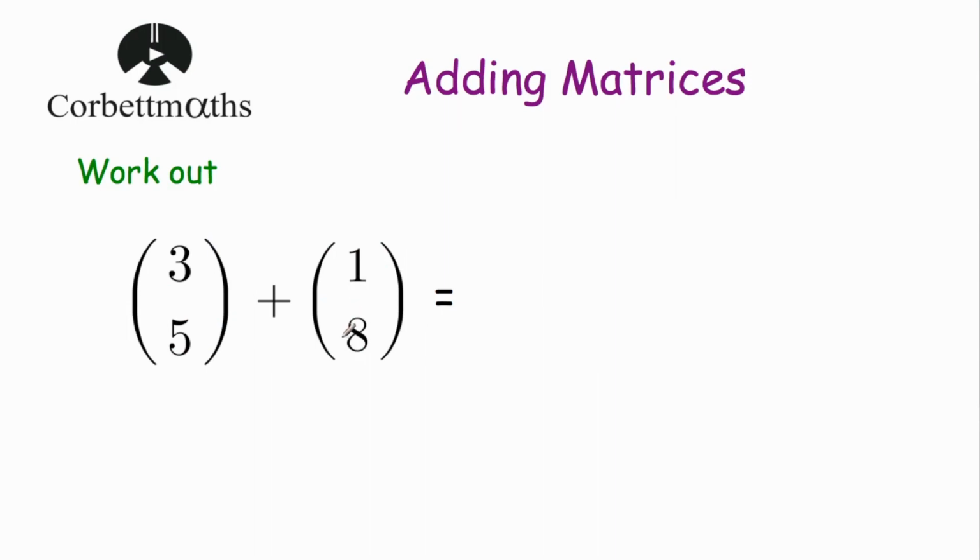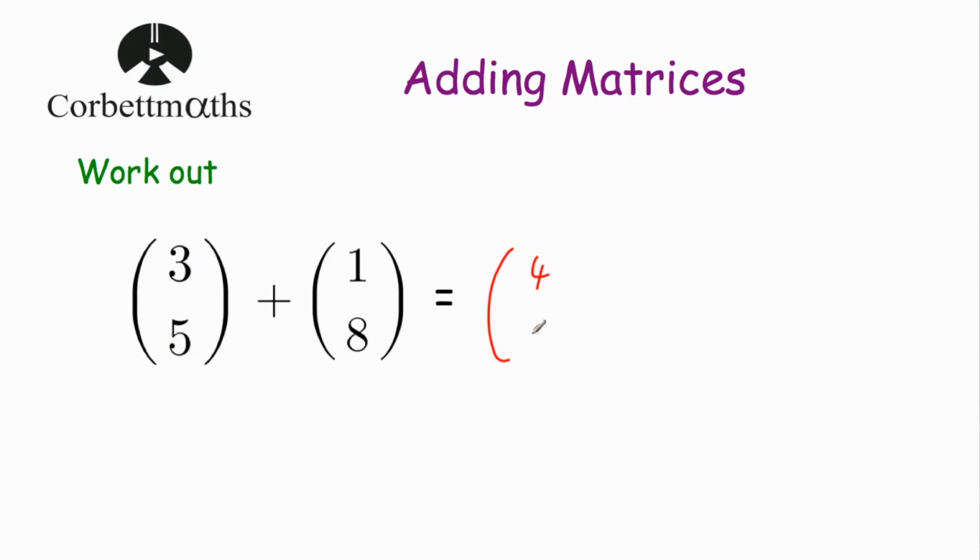Now to add matrices together, we add the corresponding elements. So an element is a number inside the matrix. So here we've got a 3 here, and here we've got a 1. And these are corresponding elements, both the elements at the top of the matrix. So we'll add those together. We'll do 3 plus 1 is equal to 4.